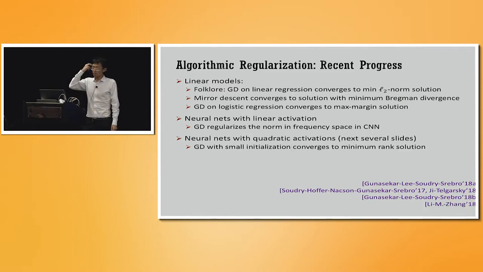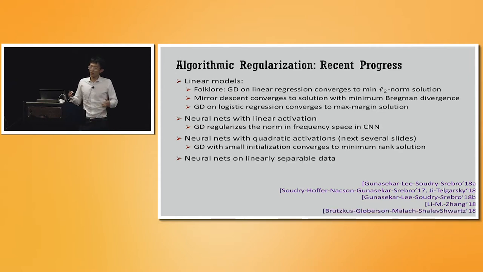In the next few slides, I'm going to talk about the work on neural networks with quadratic activations. You use the square as the activation, and there we can show that gradient descent with small initialization converges to the minimum rank solution, and the rank is the right complexity measure when you have quadratic activation. And they also work on neural networks on linearly separable data. Here the data is linearly separable, so the data is intrinsically low complexity. And then you can show that neural networks actually converge even if you have a very big neural network.